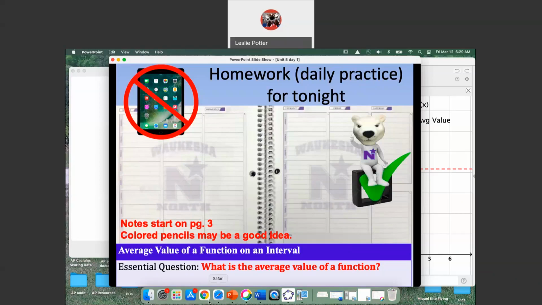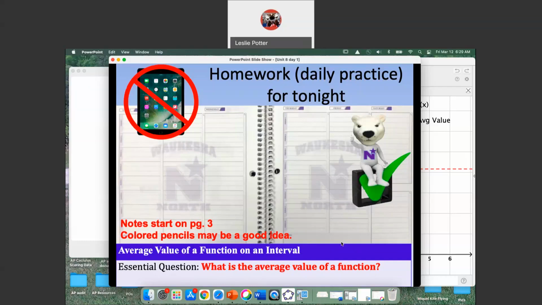So for today, we're going to talk about something called an average value. This can be inherently confusing because we've dealt with things like average rate of change, and now we bring in this term average value, and sometimes people get them confused. So we're going to try to sort that out. So average value of a function over an interval, our central question today is literally, what is the average value of a function? What does that mean?